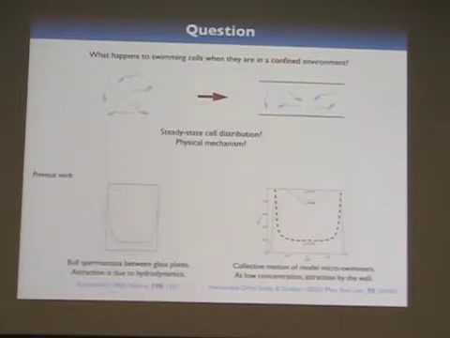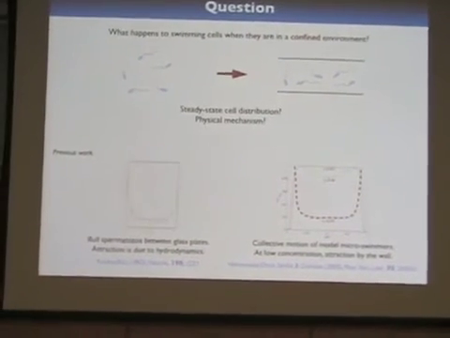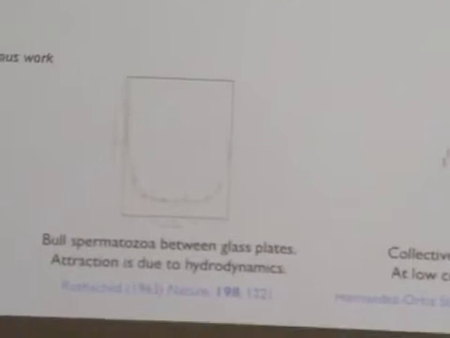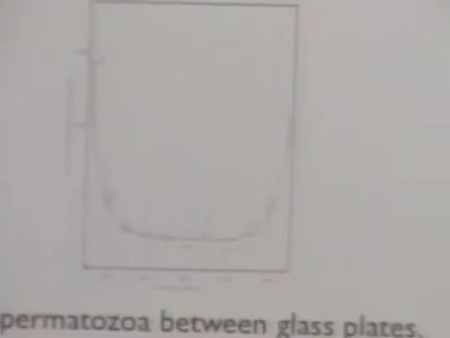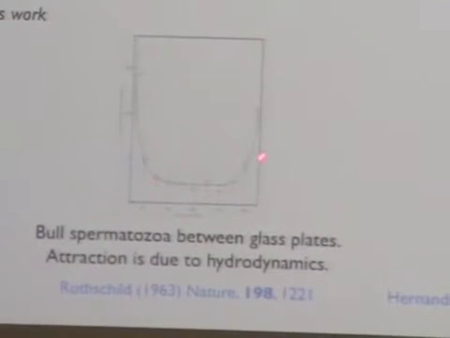The previous work on this question, the person who really asked this question was Rothschild in the Nature paper, where he did an experiment with bull sperm, which are, I think, 300 microns, large sperm cells, between vertical plates to get rid of gravity. And then he asked the question, where are the cells in steady state? And he gets this profile, which is something that's really flat and then it peaks at the wall.